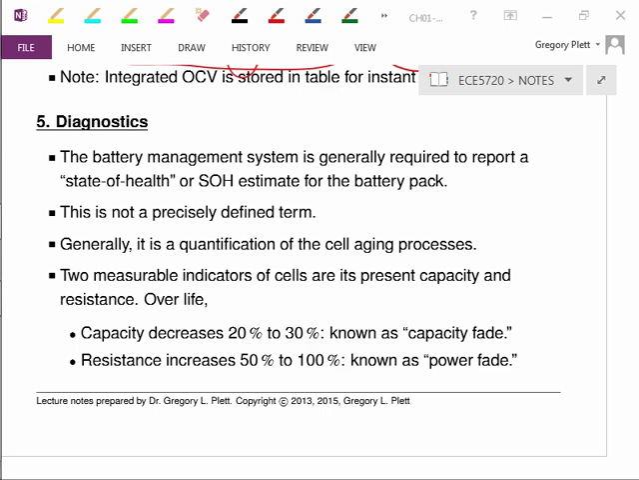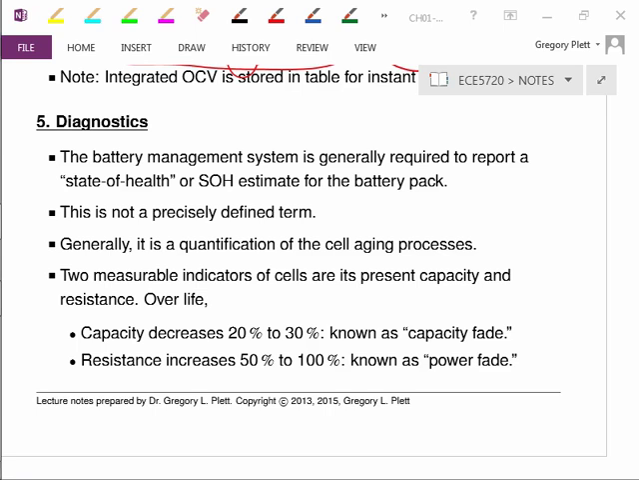And usually what it means is that people want to know some quantification of cell age. And there's two indicators of cell age that are usually used. One is the present capacity of the cell, and one is the resistance of the cell. The capacity of a cell will decrease between 20 to 30% over life, and that's called capacity fade. The resistance increases between 50 and 100% over life. That's known as power fade.